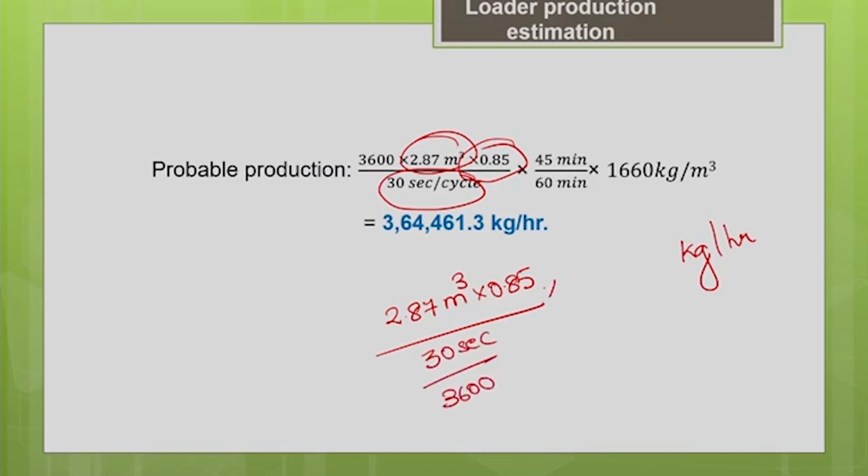The job efficiency is that it is working for 45 minutes in an hour, so 45 divided by 60. As you need the productivity in kg per hour, you have to multiply the volume by the unit weight of the material. The unit weight of the material is given as 1660 kg per meter cube. If you simplify this, you will get the production as 3,64,461.3 kg per hour. So this is the probable production of this loader. This is how you have to estimate the productivity of the loader.